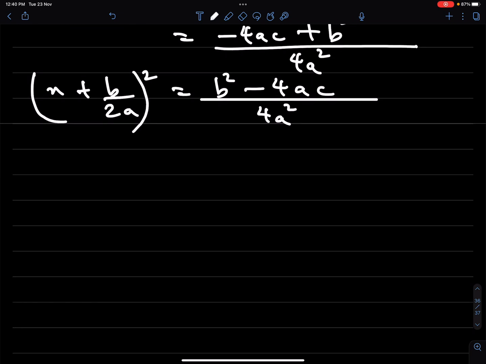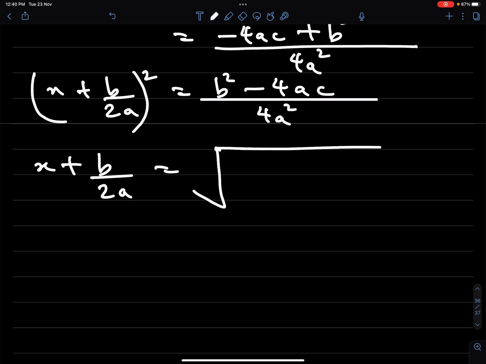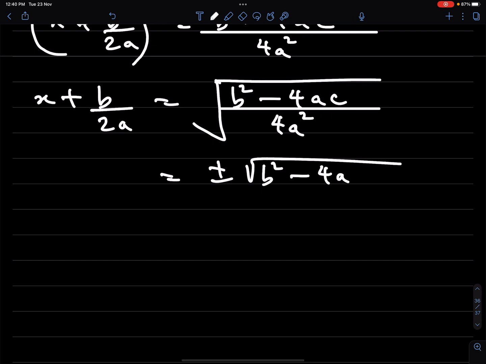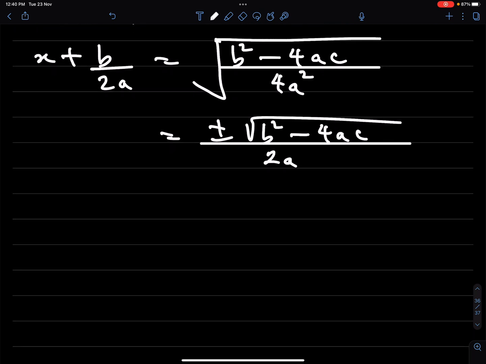Now finding the square roots of both sides. The square root of the left hand side is x plus b over 2a, and that will be equal to the square root of the right hand side, the square root of b squared minus 4ac over 4a squared, which simply means the numerator will just be what it is, plus or minus root b squared minus 4ac, and we can find the square root of the denominator. The square root of 4a squared is 2a, so that simply means x plus b over 2a equals plus or minus root b squared minus 4ac over 2a.